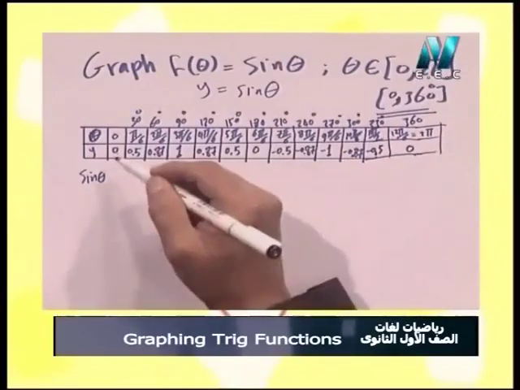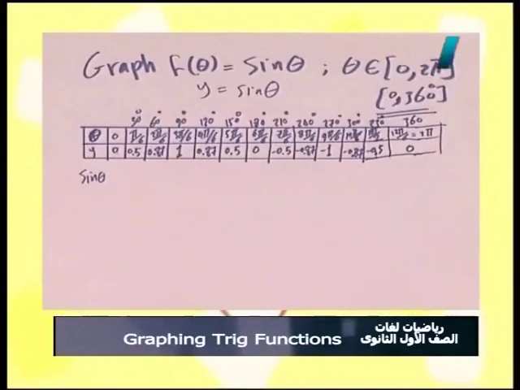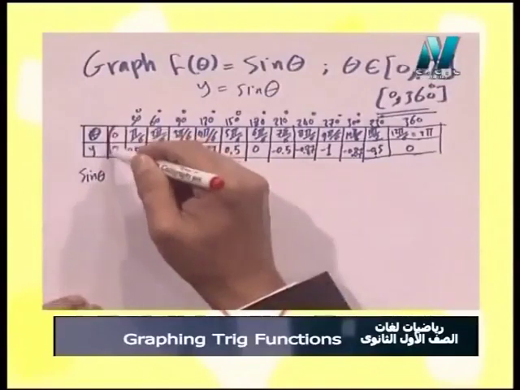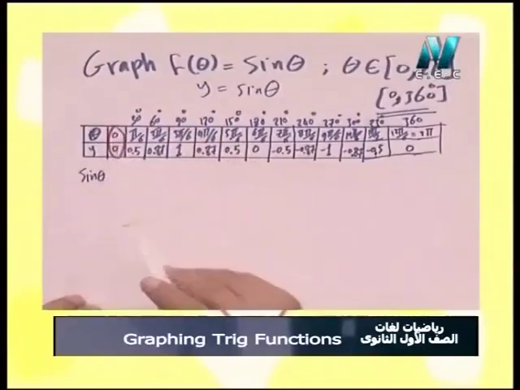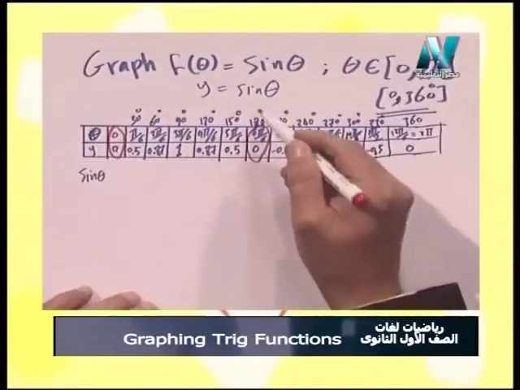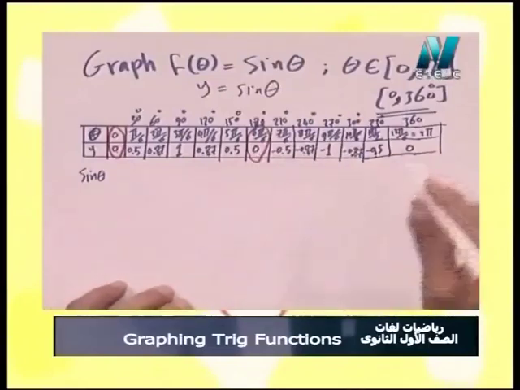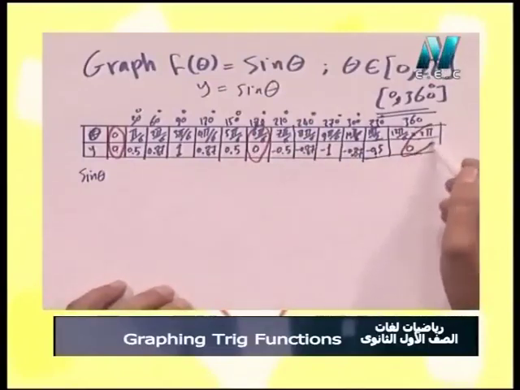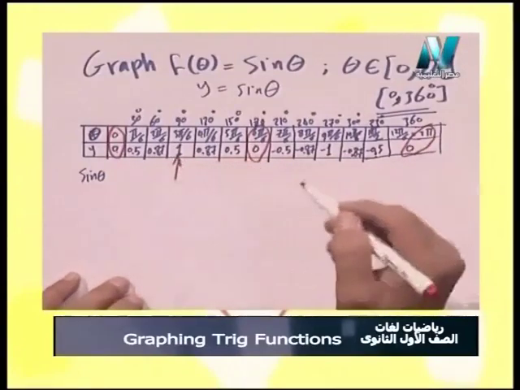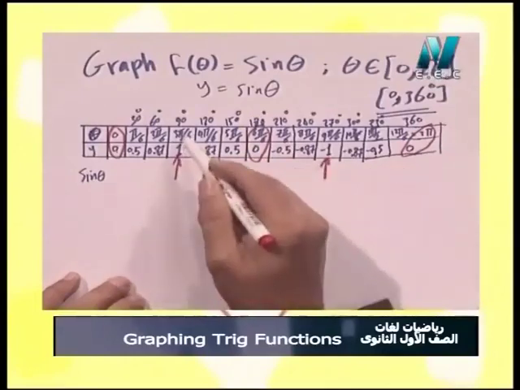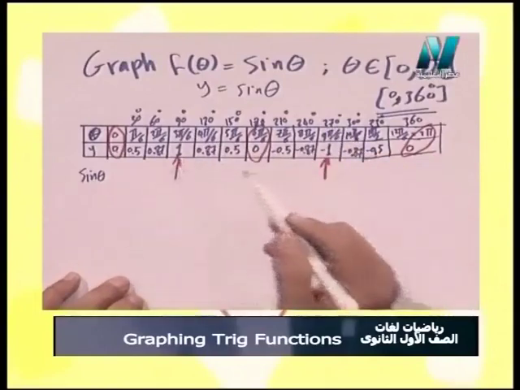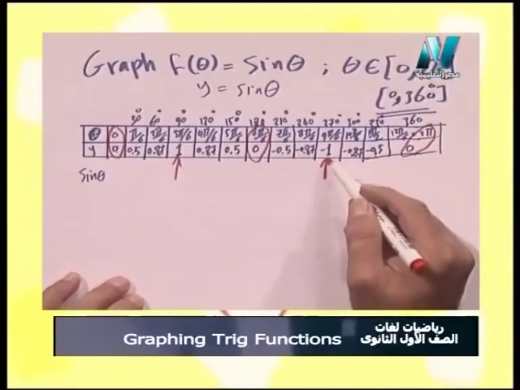Look carefully here. We have 0 when the angle is 0. Sine 0 equals 0. And sine 6 pi over 6, which is 180 degrees, or pi, equals 0 also. And sine 360 degrees will be 0. And concentrate also with this value: sine 90 and sine 270. Sine 90 here will be 1, and sine 270 will be negative 1.